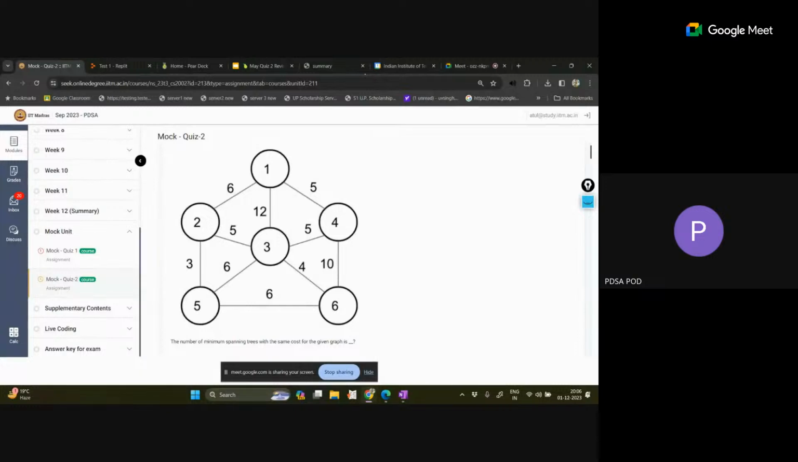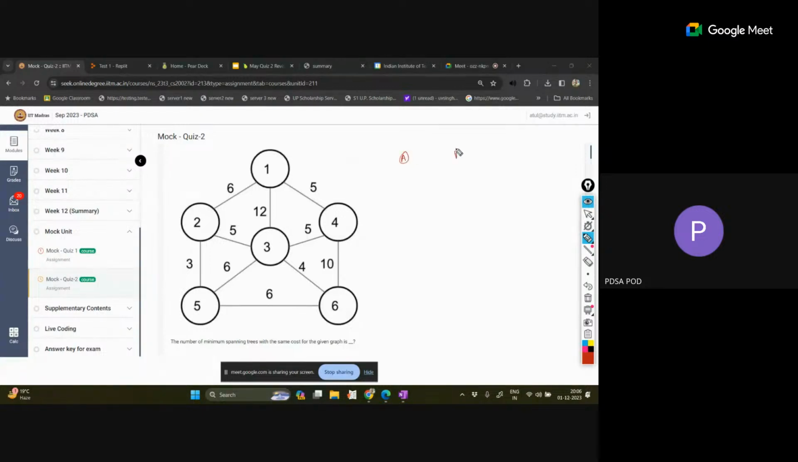Suppose if you are selecting first, suppose this sequence is coming. Let me, one second. My question is: equal weights in multiple edges do not necessarily end up providing multiple trees? Yes, yes. No, no, no, no.